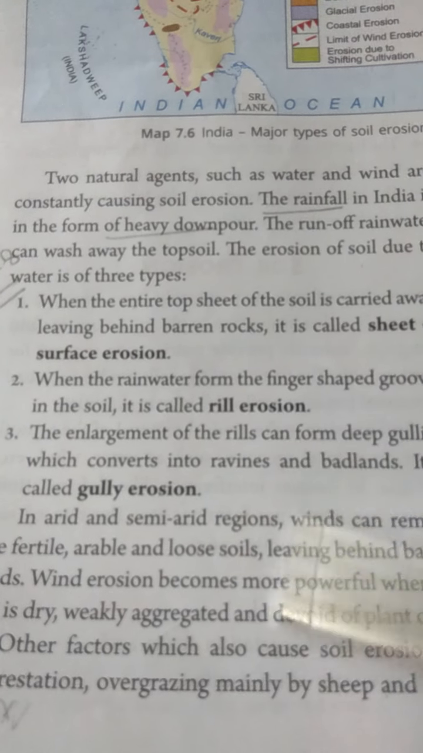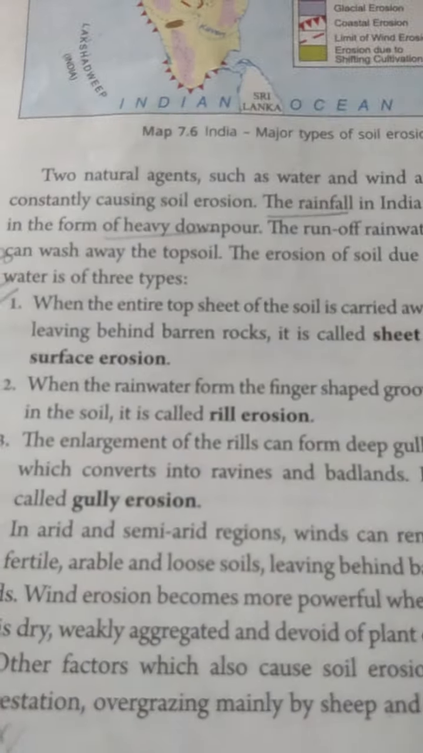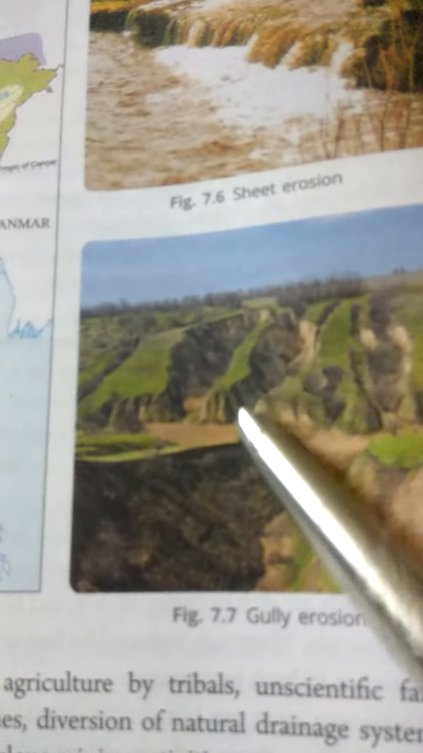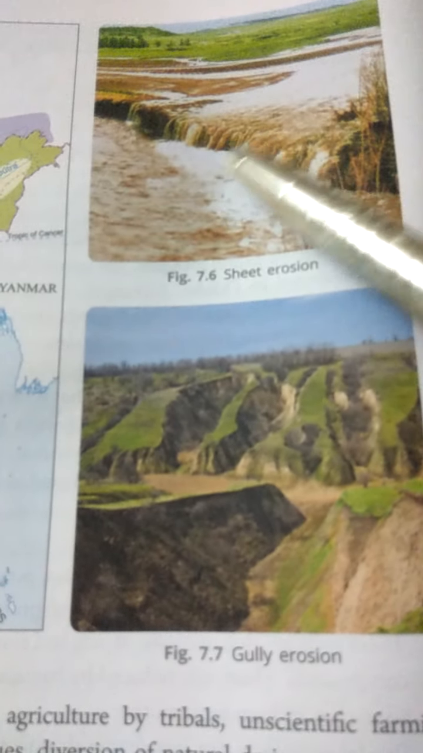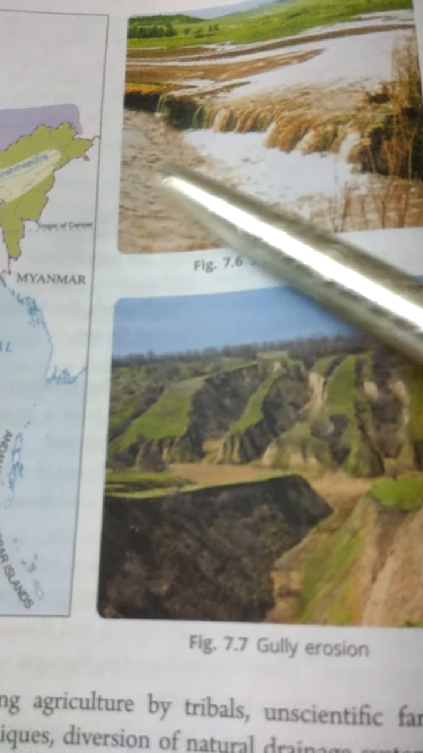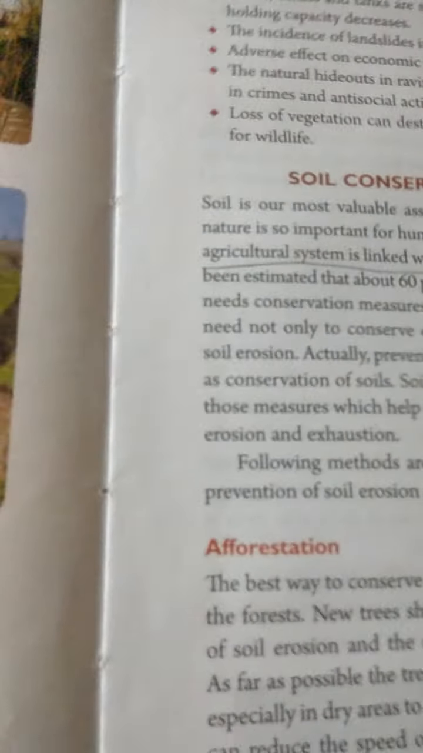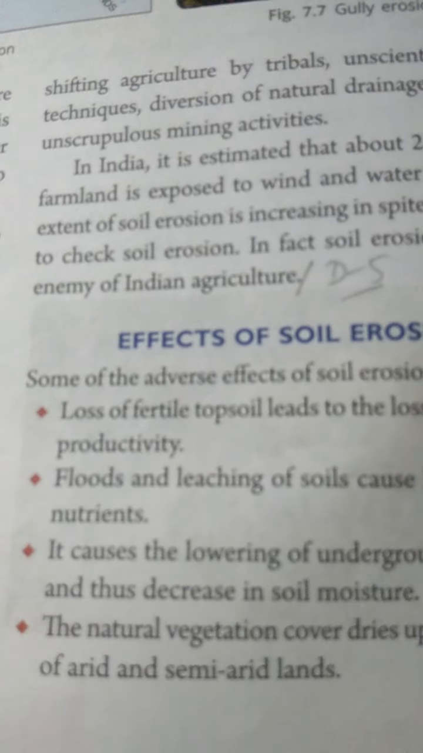It means the places are widened, and you can see here on the top, much more widened places, widened gully erosion. Then sheet erosion: the upper layer is taken away and barren land is left. The effects: there are some points given about what is left.